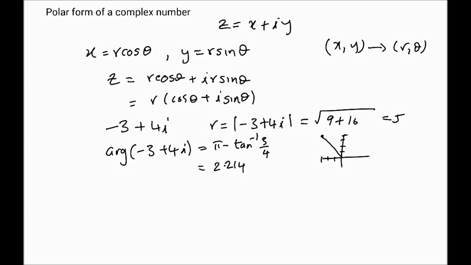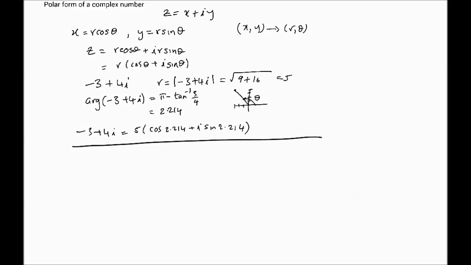Now that we have the argument, we can write minus 3 plus 4i as 5 times cosine 2.214 plus i sine 2.214. Just to remind you, this is the angle we're looking at, theta. That's why it's pi minus, because it's going to give us this angle here. So anyway, okay. So some interesting results.